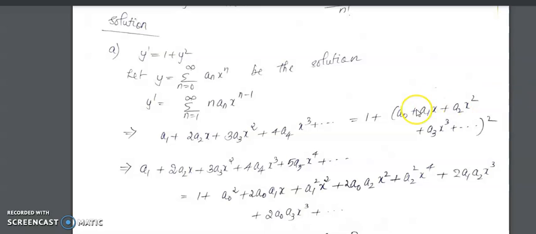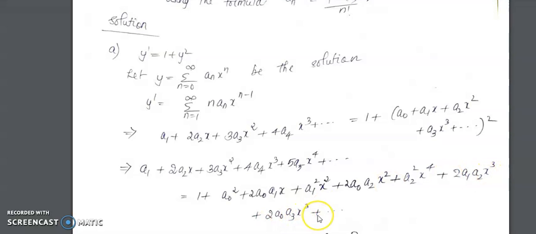So you will have a naught square, then 2 a naught a1 x, then you will have a1 square x square, then 2 a naught a2 x square, then a2 square x raised to 4, then 2 a1 a2 x cube, 2 a naught a3 x cube plus etc.